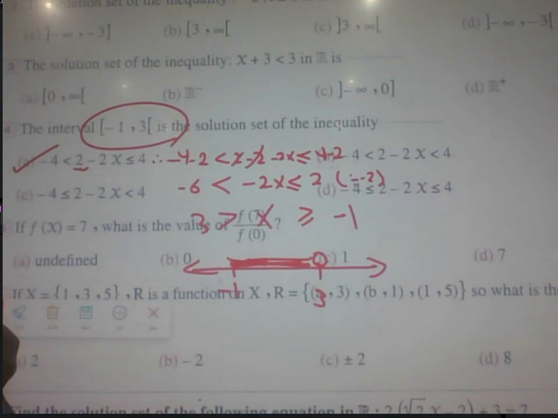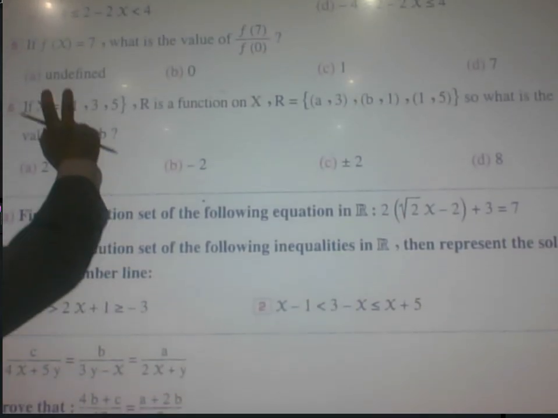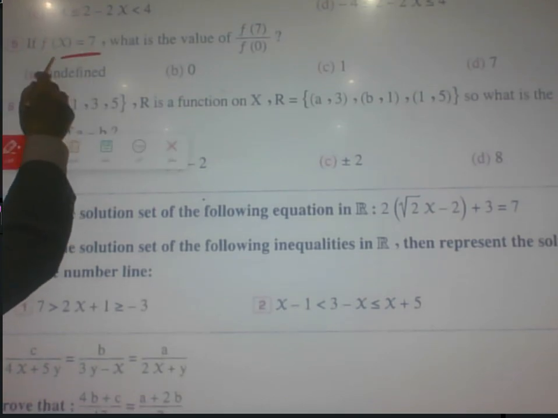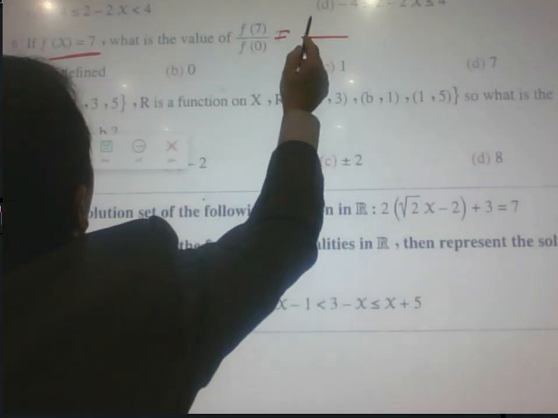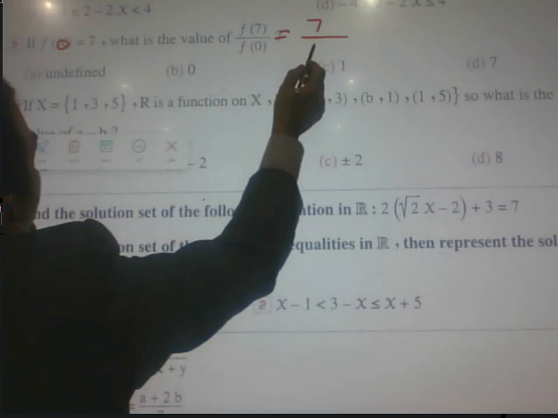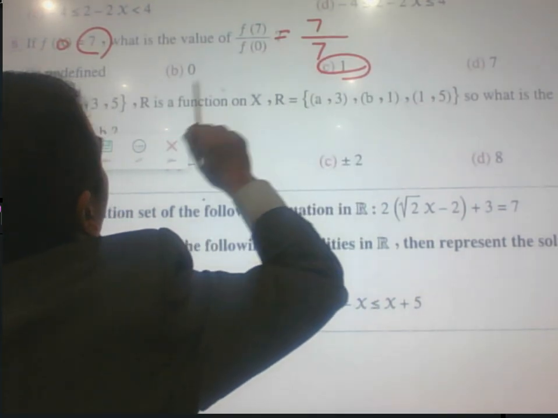Letter A is the solution for this question. Next question, number 5. If f of x equals 7 is a constant function, then the image of f of 7 will be 7. If we put 7 here, the image will be 7, and if we put 0 here, the result will also be 7. This is a constant function. Then 7 over 7 equals 1.